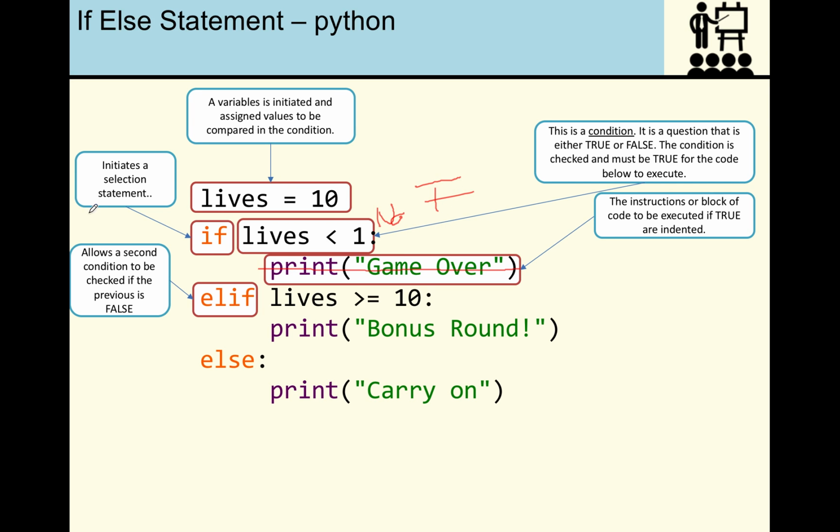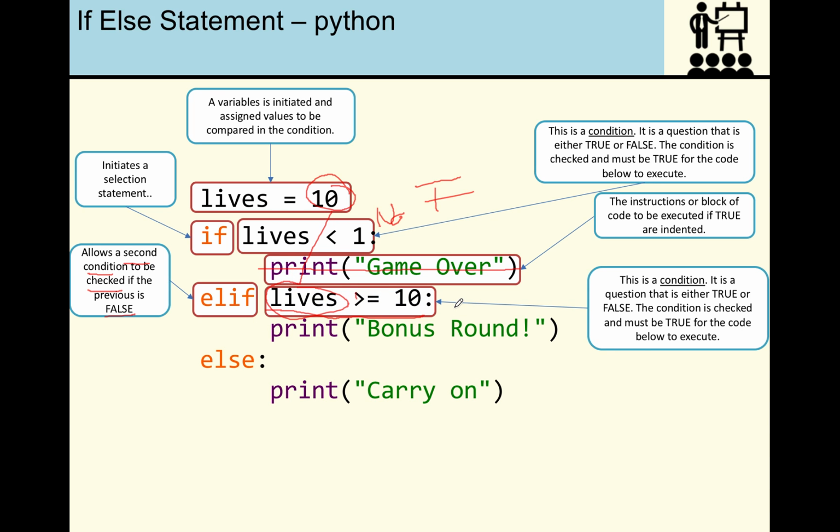So I go down the line and now I've got an ELIF statement, and this allows a second condition to be checked if the previous is false. So I ask myself, is lives greater than or equal to 10? Yes. It is greater than or equal to, because my lives is equal to 10.